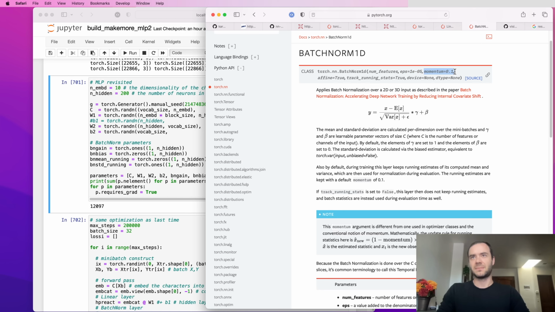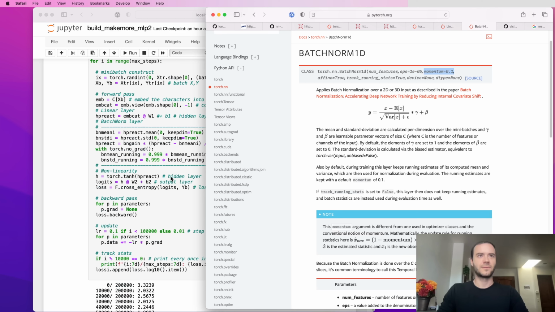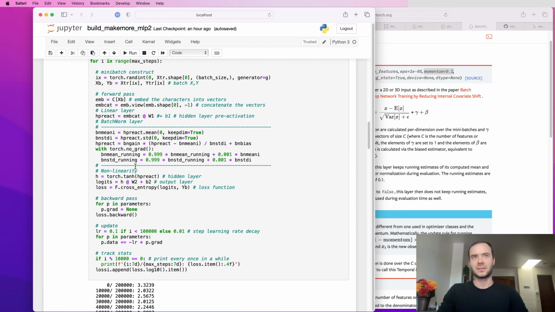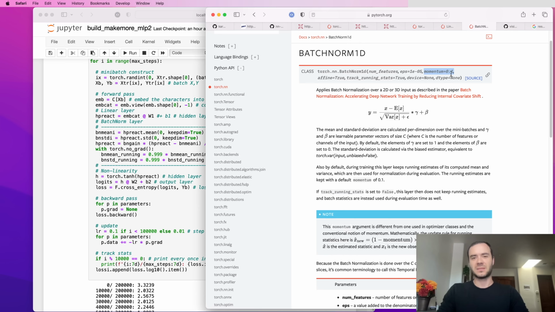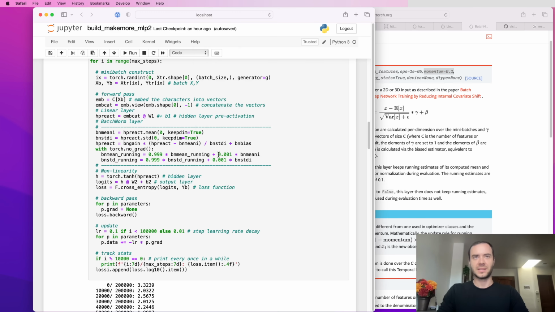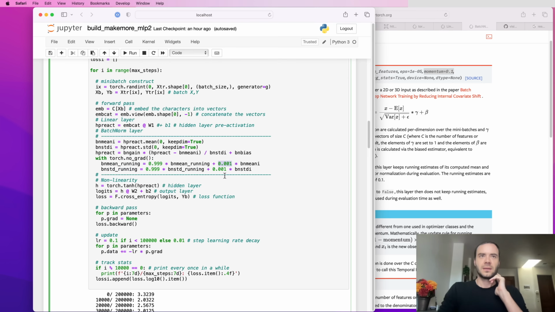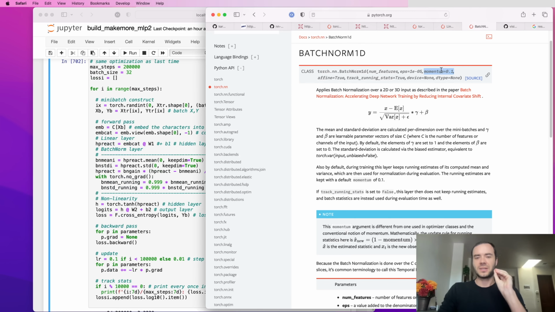Then they need to know the momentum. And the momentum here, as they explain, is basically used for these running mean and running standard deviation. So by default, the momentum here is 0.1. The momentum we are using in this example is 0.001. And basically, you may want to change this sometimes.